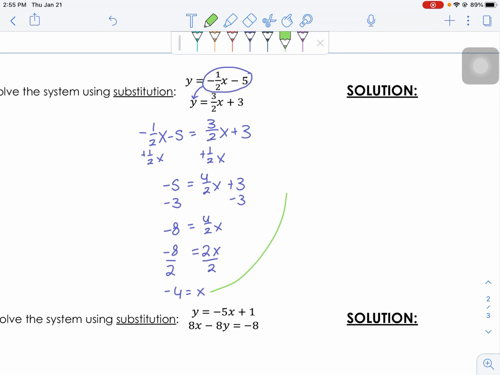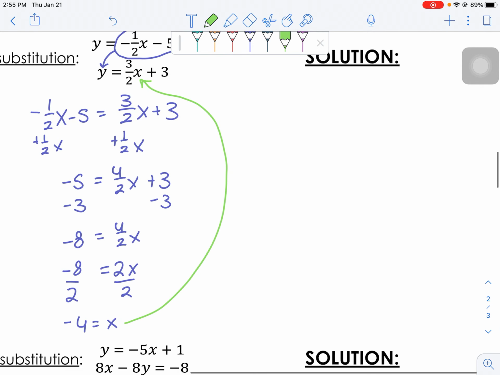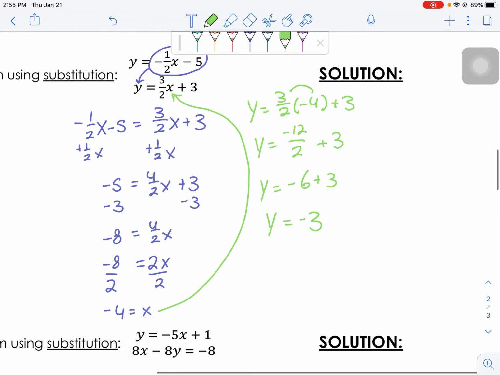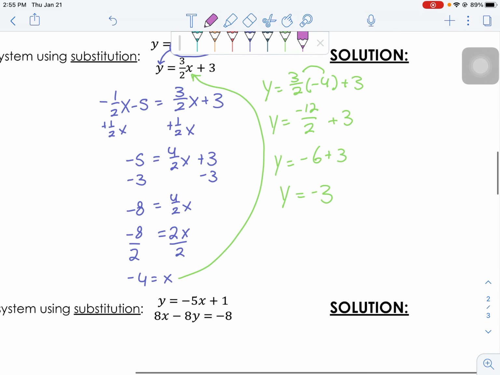So then we can take this x and plug it back in to figure out what y is. So we say y is equal to 3/2 times negative 4 plus 3. So how do we do this? We go negative 4 times 3/2. So we say y is equal to negative 4 times 3 is negative 12, divided by 2, plus 3. So then y is equal to negative 6 plus 3, which tells us y is equal to negative 3. So the solution that we got for this problem is (-4, -3).